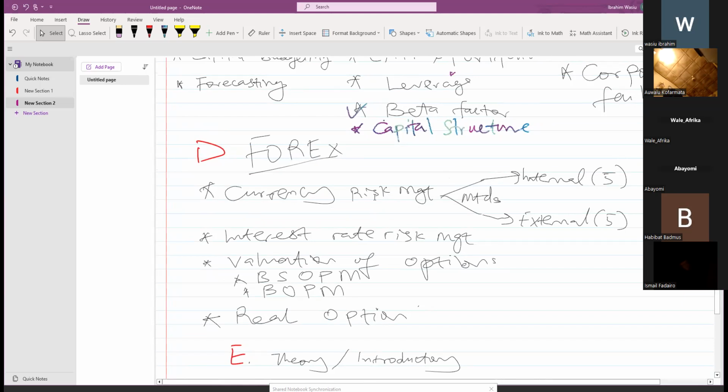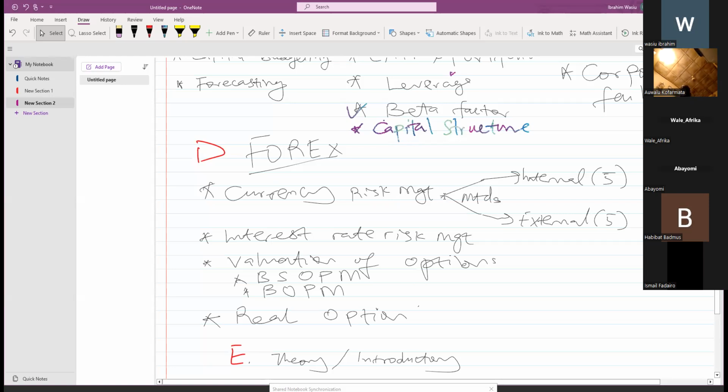Forex is all about hedging risk, and this is majorly about when you trade in different currencies. Probably you have a company in Nigeria, you have a subsidiary in Ghana or in other countries, or stuff like that. So we have currency risk management, which simply means you have different currencies, dollar, naira, and you want to hedge against probably the dollar depreciating or losing value, depending on your position.